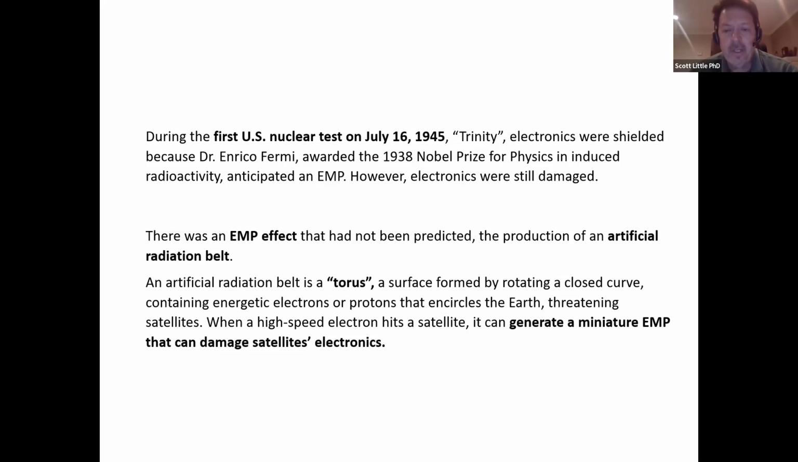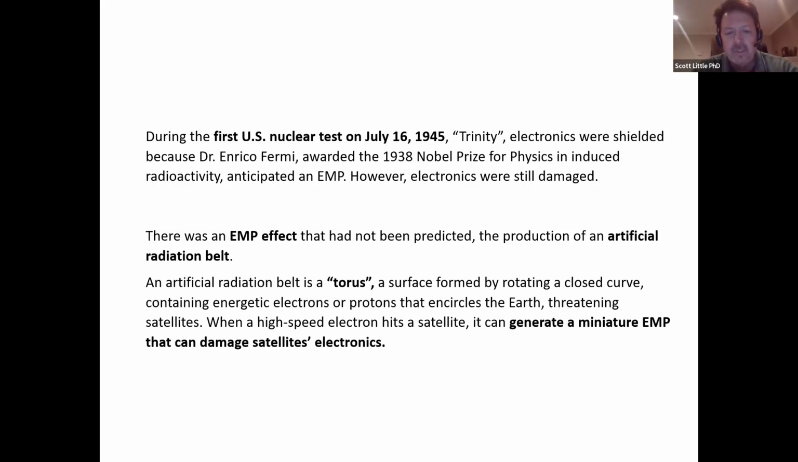And then there was an effect that wasn't predicted by anybody, including Fermi, where an artificial radiation belt was created just by the EMP itself. Now, what this is, an artificial radiation belt, is a torus. What a torus is, if you're not familiar with it, is a shape that looks like a donut. In 3 dimensions it's shaped like a donut, so it has a hole in the center of it. Go down in dimensionality, and it becomes a circle. It's one of the more common shapes in nature, and we see it a lot in physics and mathematics, and I use it a lot in my work.